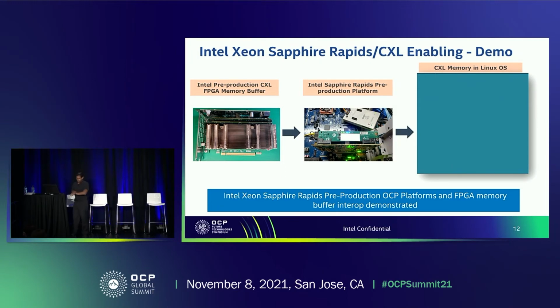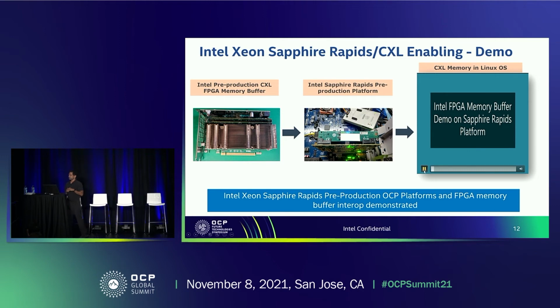So let me give you a flavor of the working demo. There are 2 portions in this demo. First and foremost, remember I talked about the end-to-end provisioning where the device needs to be connected to the platform, firmware has to detect it, the operating system has to see that as a buffer, and it has to show that there is a CXL buffer in the operating system. So we are using the pre-production Intel CXL card on the Intel Sapphire Rapids pre-production platform. This essentially goes through all those 3 steps.